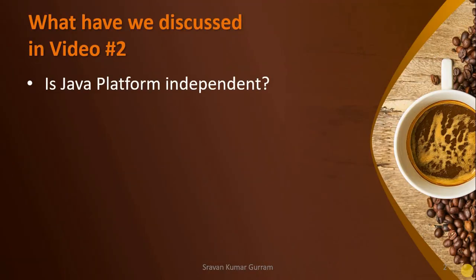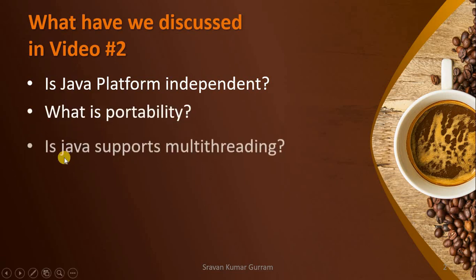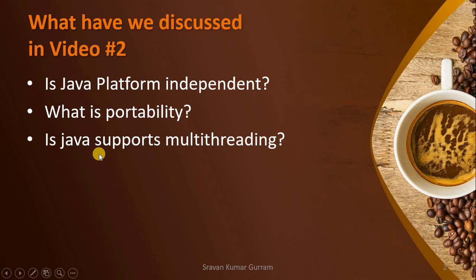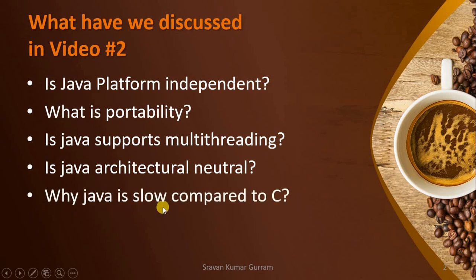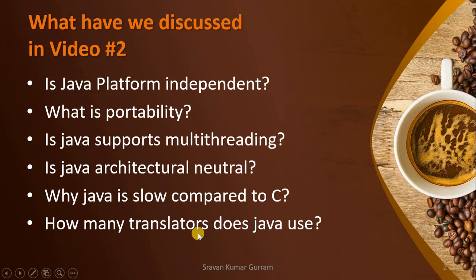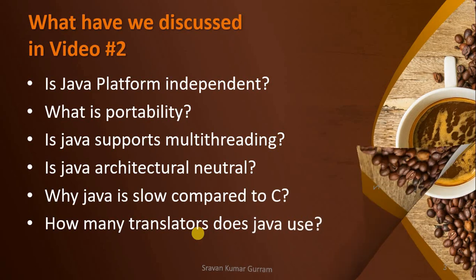Before we start today's video, let us recall what we discussed in our last video. Is Java platform independent? What is portability? Does Java support multi-threading? Is Java architecture neutral? Why is Java slow compared to the C language? How many translators does Java use?